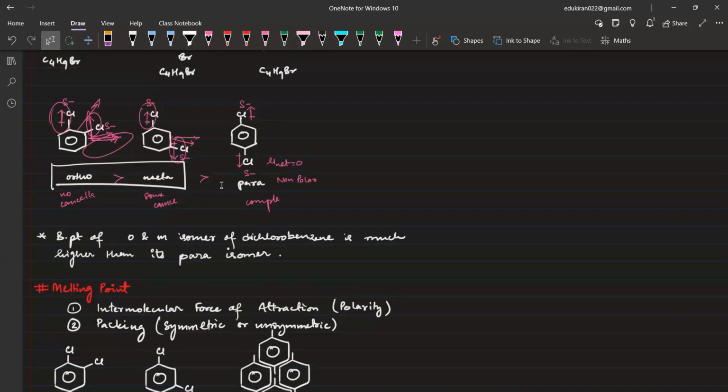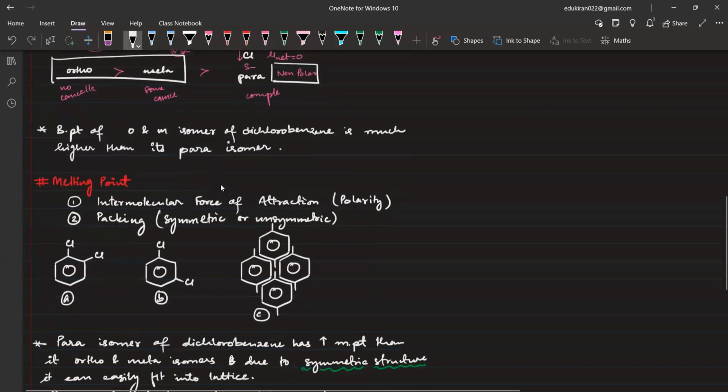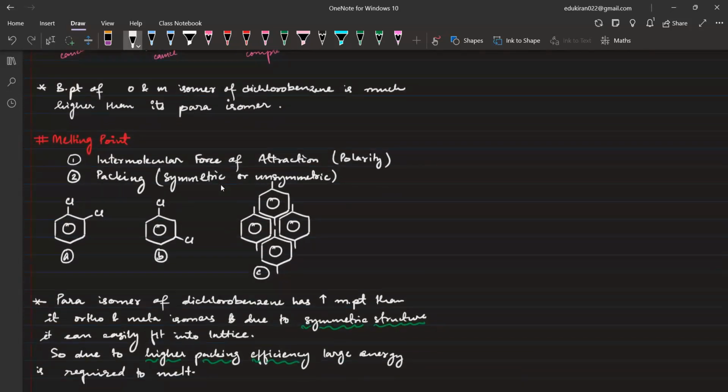Okay? Because para isomer is non-polar. It is non-polar. You will write this answer. Then they ask like this: but the para isomer of dichlorobenzene has higher melting point. So after that you will have to write this answer: because of symmetric structure. The boiling point is lower because of non-polarity, and the melting point is higher because of symmetric structure. That's the thing that you have to write.